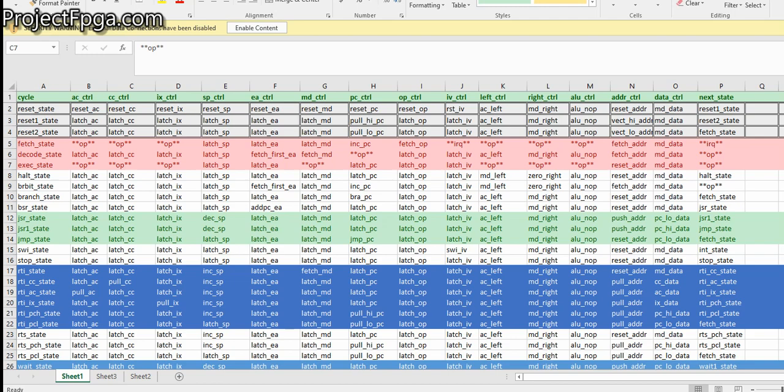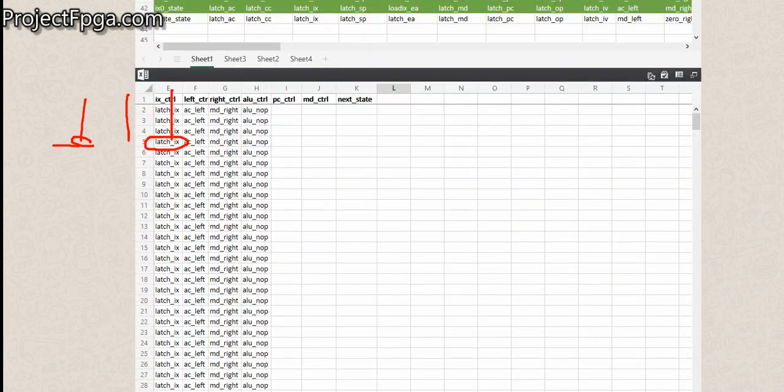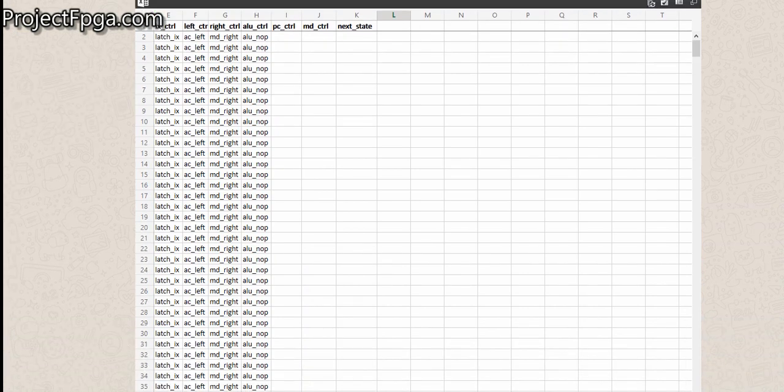So that was why I gave another Excel sheet to show you what those values will be. Take for instance the fetch state. Fetch state AC control has it, fetch state CC control has it, and fetch state AX control has it. So this is what the second Excel sheet looks like. This is the second one. So remember, this is the first one, which is the main instruction cycle. Now this second sheet here, I will explain to you how it works.